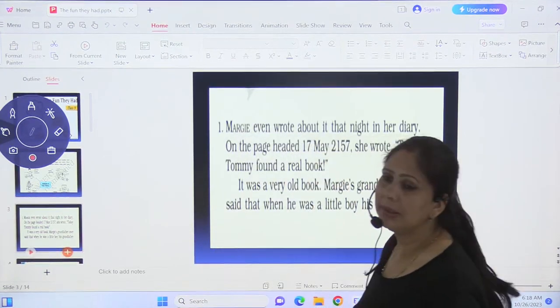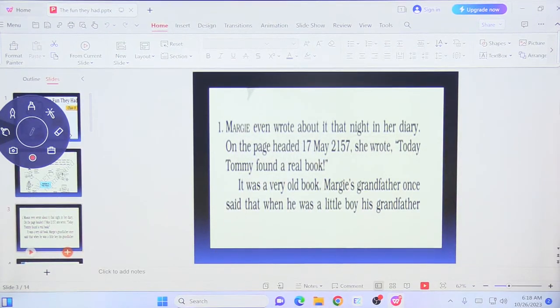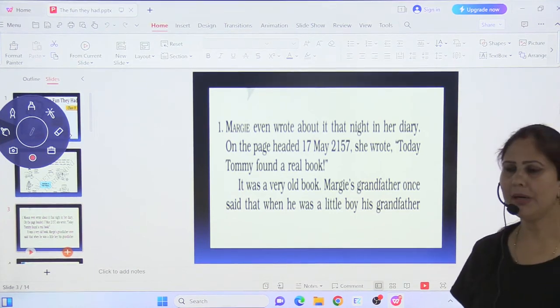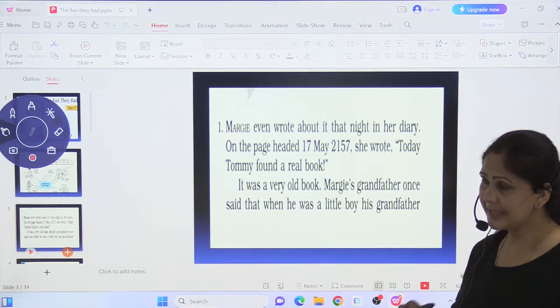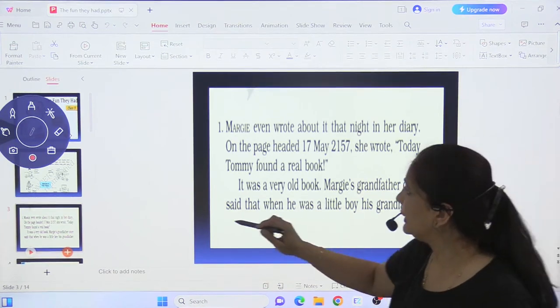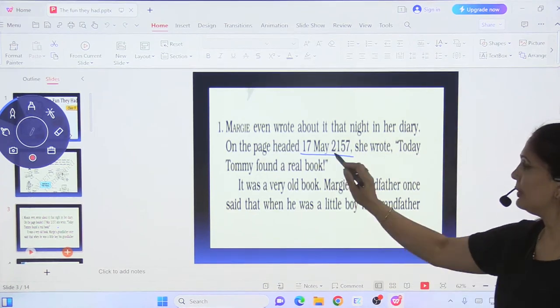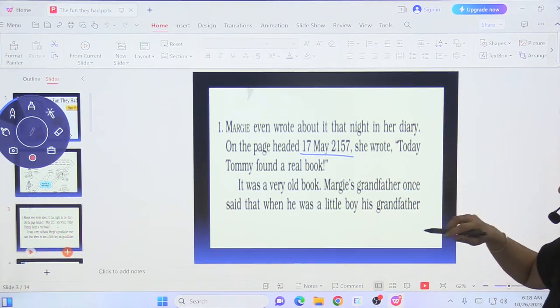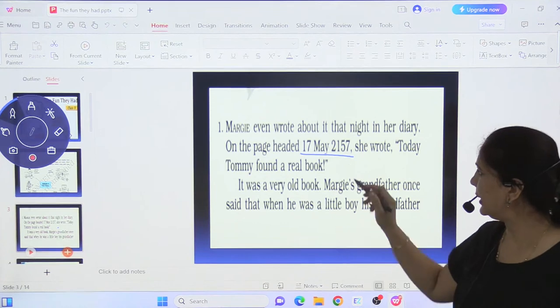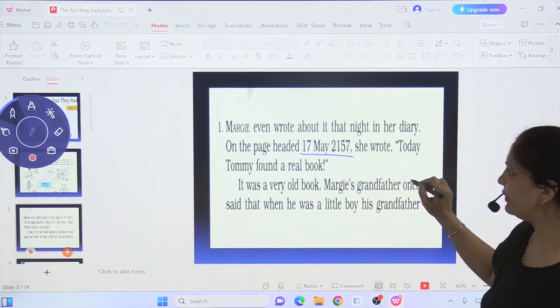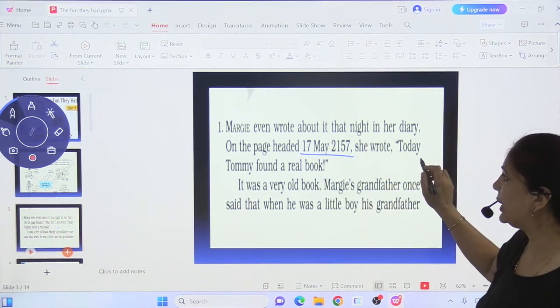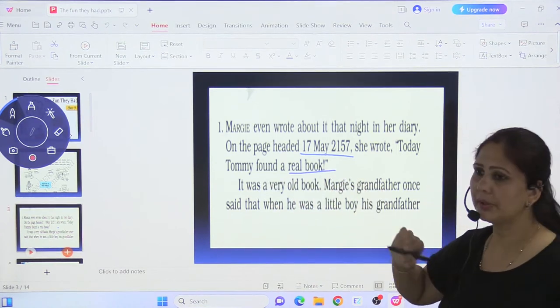Okay. Now, who are the two central characters in the story? Can you tell me? Tommy and Margie. Tommy is how old? 13. And Margie is 11. So now what has happened? Margie is writing in the diary, and the date in the diary is 17th May 2157. Okay, what is the date that she's writing in her diary? 17th May 2157.